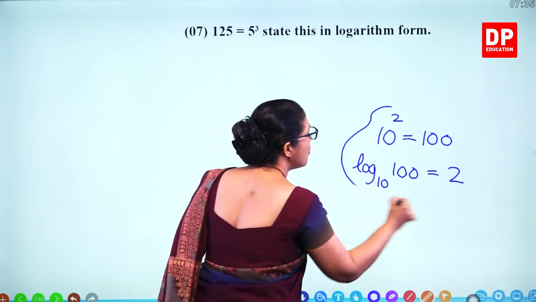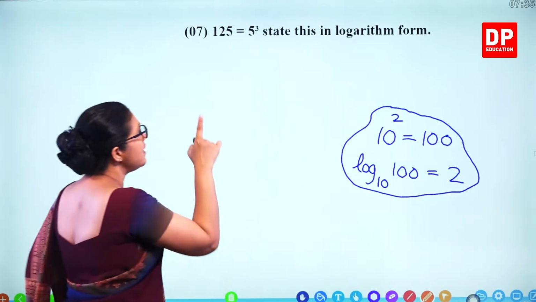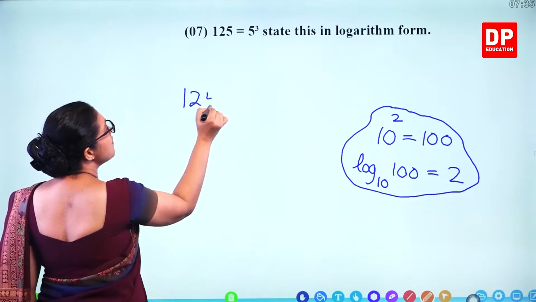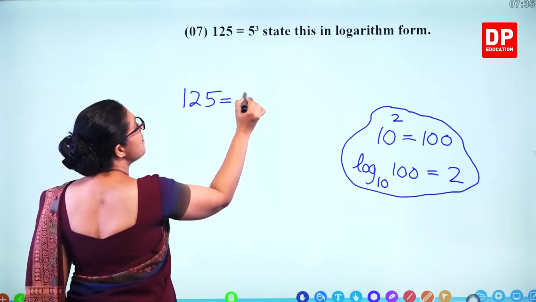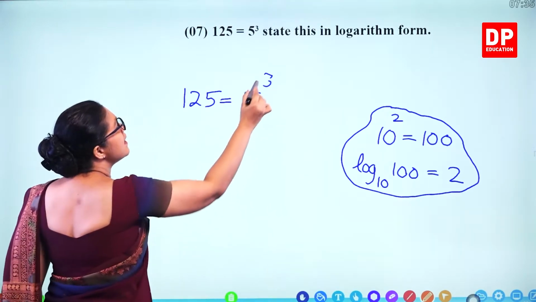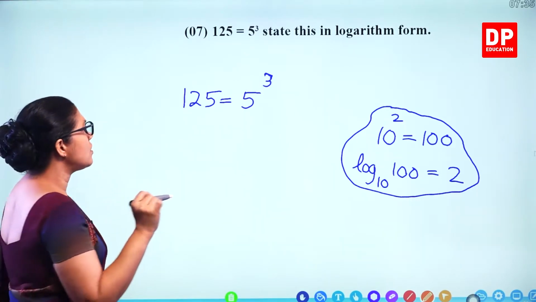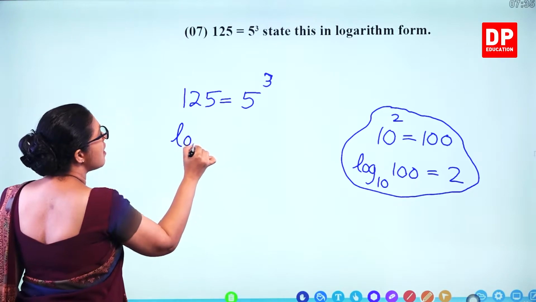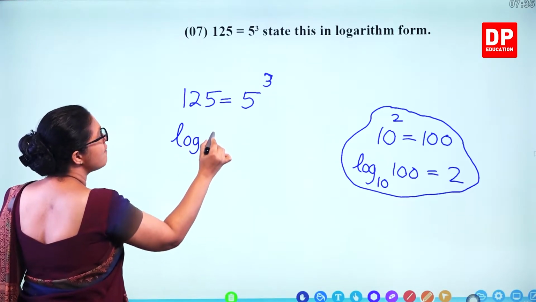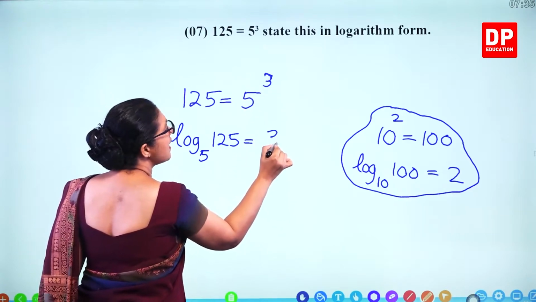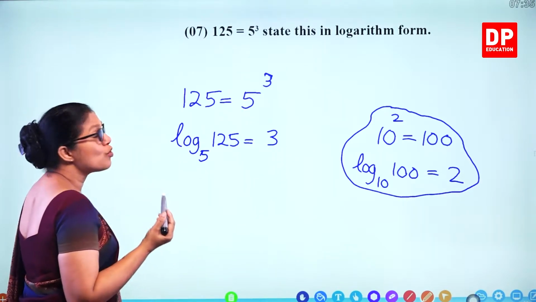If you remember this one, easily you can do this as well. 125 is the number, 5 is the base and 3 is the index. So how can you write in log notation? Log base 5 of 125 is equal to the index, 3. So you get 2 marks for that.